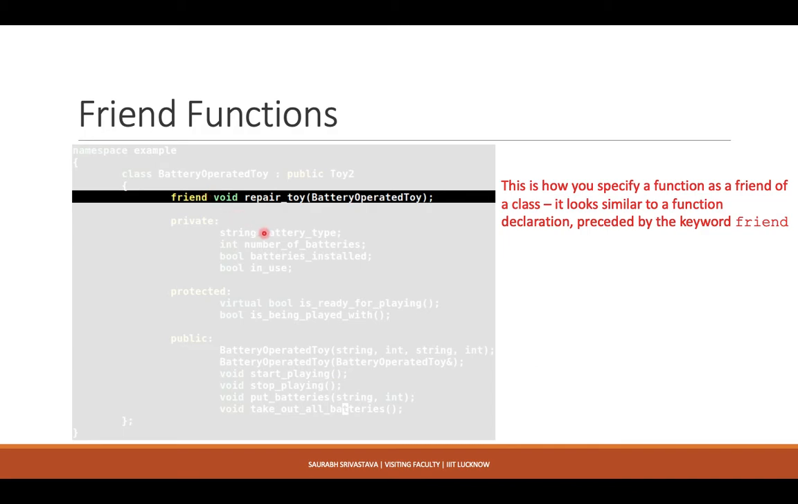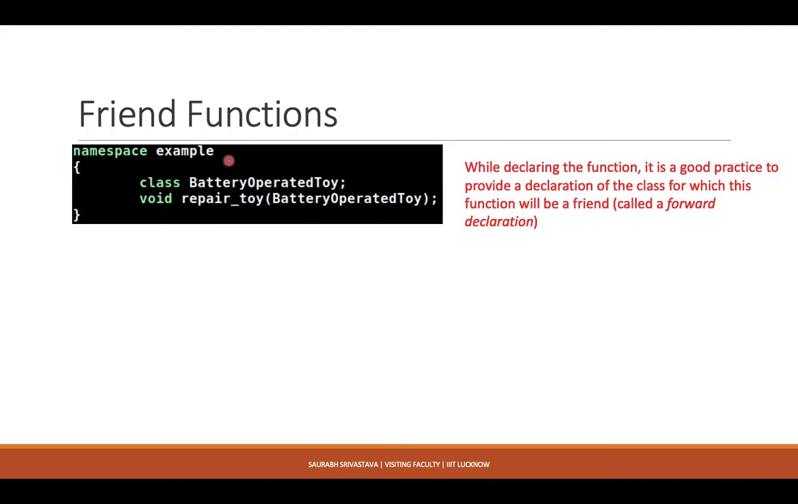Whenever you are declaring your class, you basically just say friend, and this is the prototype, a kind of declaration of your function, with just the keyword friend put before it. By the way, you cannot access a friend function like a member function. It's not like object dot friend function. No, that is not possible. It is still an external function.